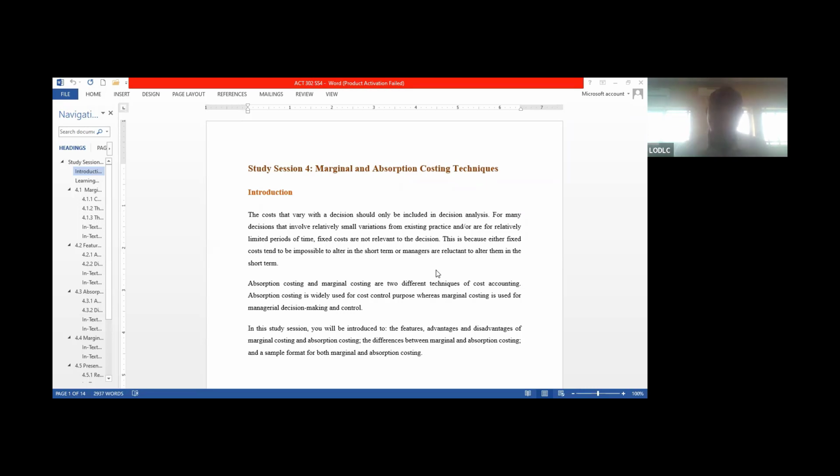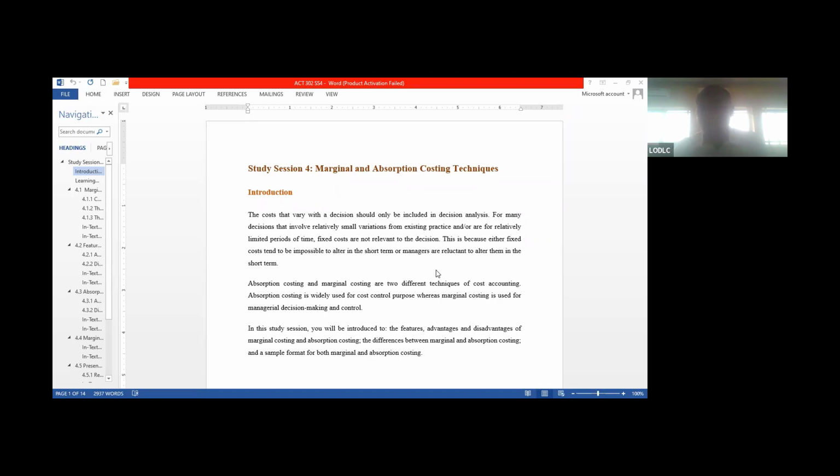So this now calls for the techniques of absorption costing and marginal costing. Absorption costing is widely used for cost control purposes, whereas marginal costing is used for managerial decision making and control. When we get to the root of this study session, you'll be able to understand what I mean by that.